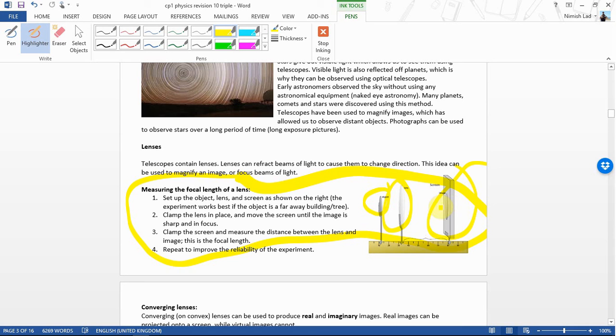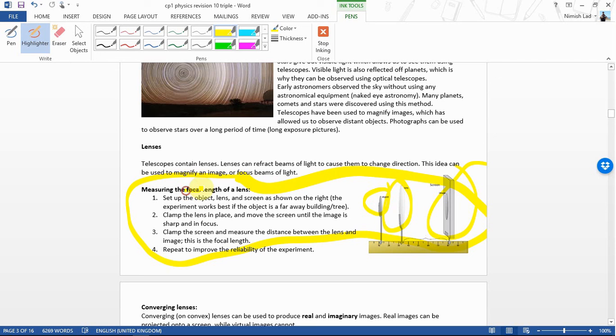So when I mean in focus, I don't mean blurry, but with very clear lines. As soon as you've got that, you clamp everything in place. So you can even move the screen or the lens, whichever, to get it sharp in focus. As soon as you've got that, you put everything in place and you measure the distance between the lens and the screen. That is the focal length between the lens and the screen.